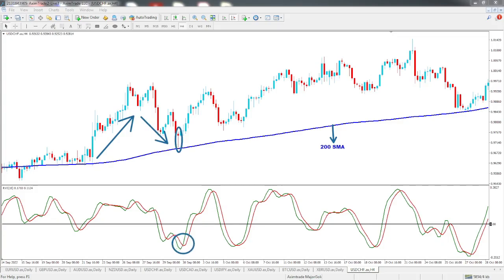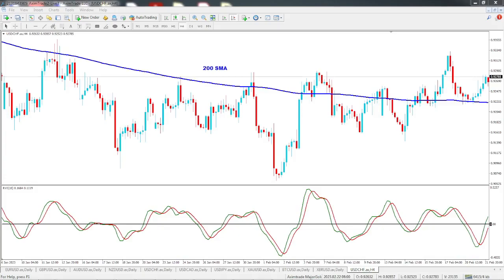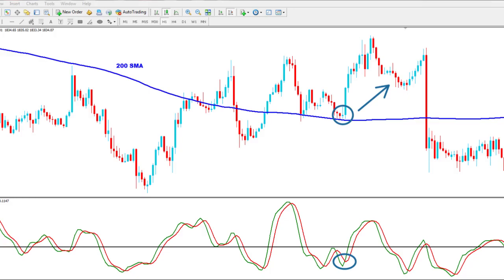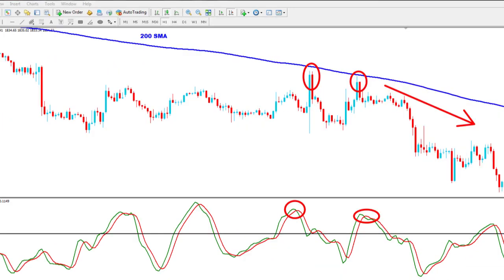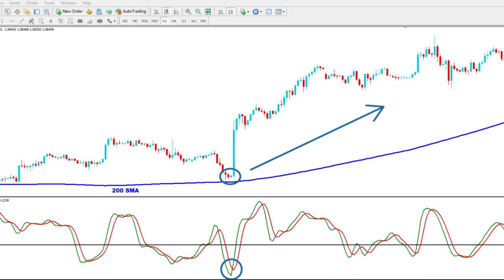At the same time, wait for the Relative Vigor Index to make a crossover in order to go long. Similarly, traders should only focus on taking short positions when the market is below the 200 moving average and wait for the price to return to the 200 moving average and make a rejection. And at the same time, wait for the Relative Vigor Index to make a crossover in order to go short. Here are a few trade examples that use the Relative Vigor Index indicator in combination with moving average.